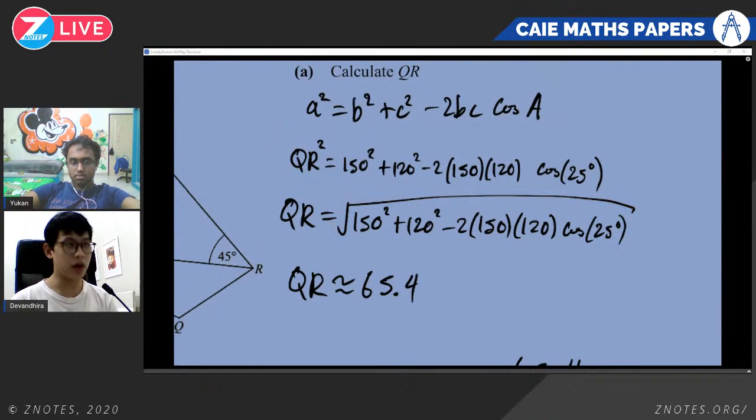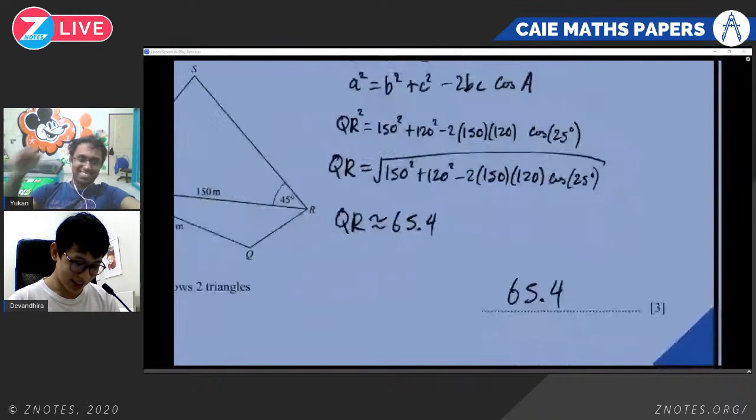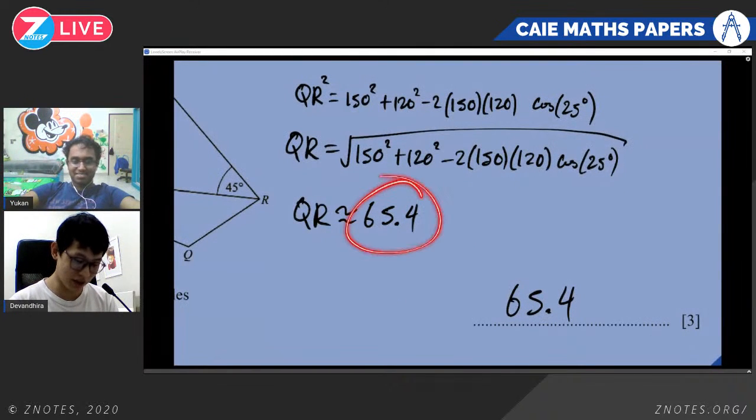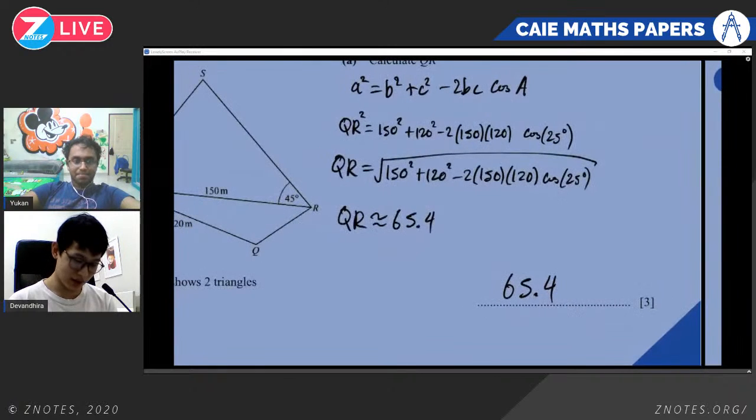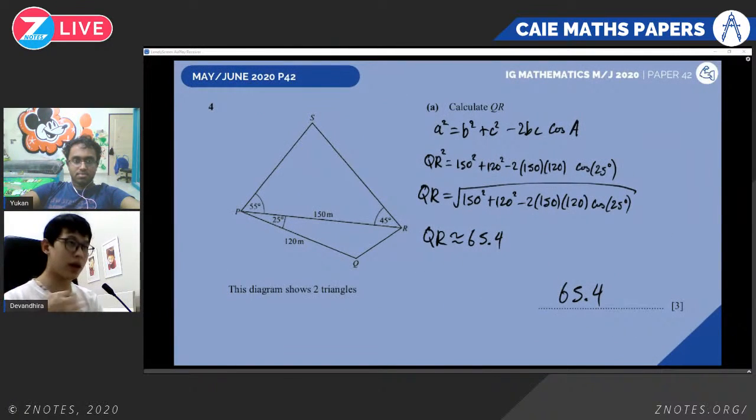You can put this in your calculator, of course. I mean, you should put this in your calculator. You cannot do this in your head. And you should be getting 65.4, to 3 significant figures. And this is your answer. Anything you want to add here, Yugan?